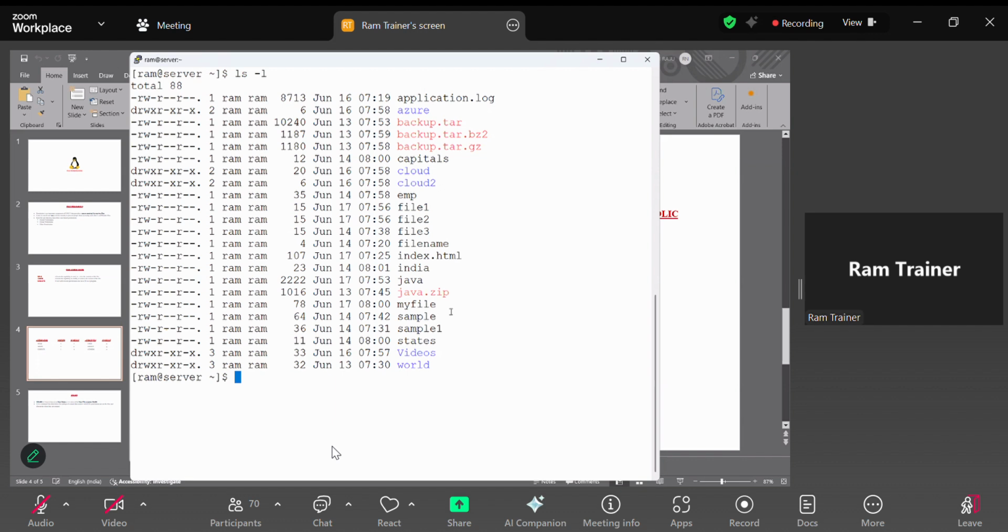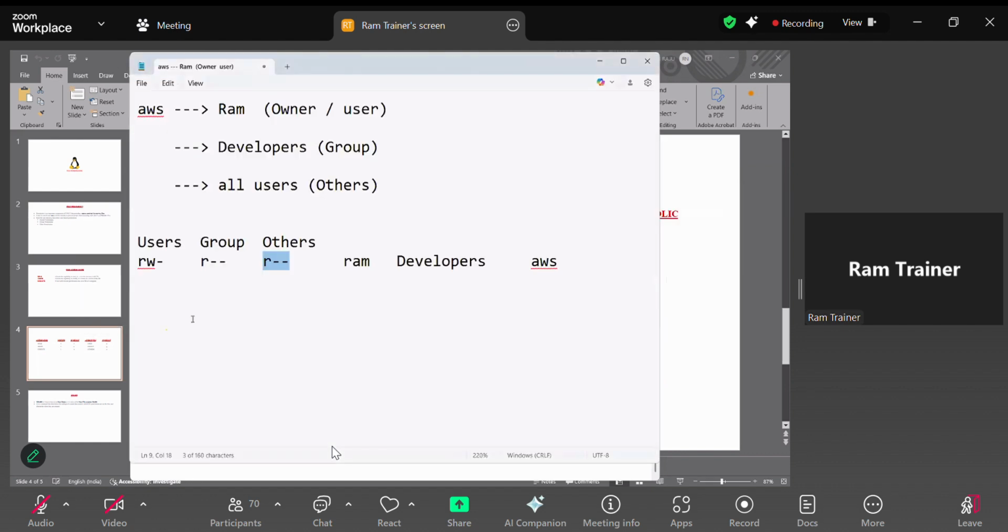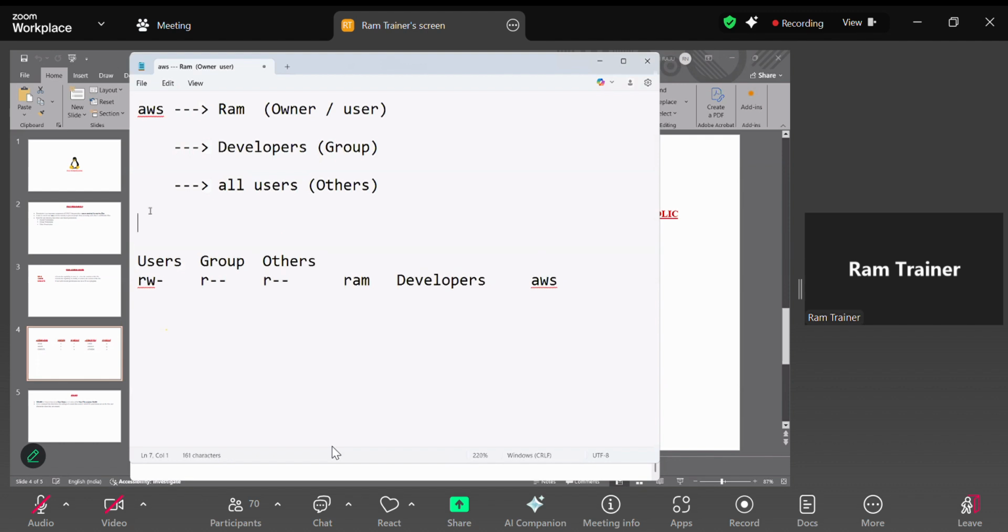Every level has 3 bits, so totally we have 9 bits. Remember everyone, the reservation is always fixed. The first 3 are only for user, the next 3 only for group, and the last 3 only for others. And the order of the file permission is also fixed: read, write, execute only.